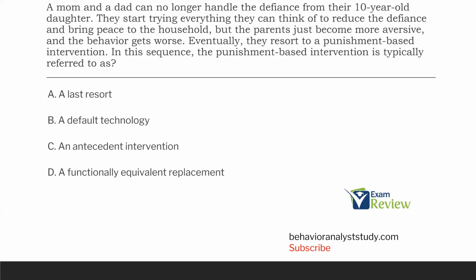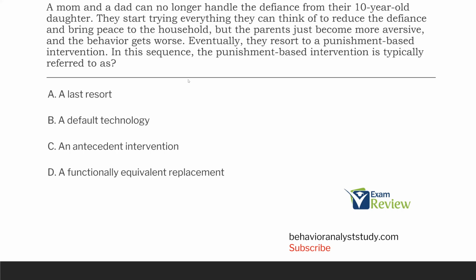Okay, a lot of stuff going on here. Long question. Slow down. Question is asking about this sequence and the punishment-based intervention. What will we refer to this punishment-based intervention as? Well, let's look at our sequence. First off, we have this defiant daughter. Parents just want to change the behavior, so they start trying everything they can think of to reduce the defiance. Unfortunately, parents become more aversive. Behavior gets worse. Very typical scenario.